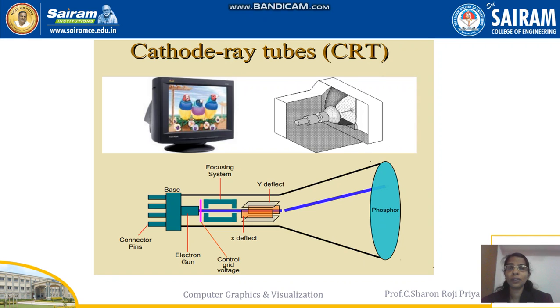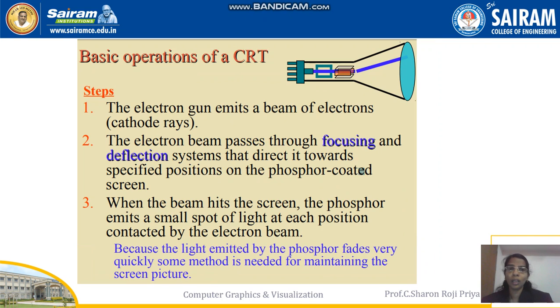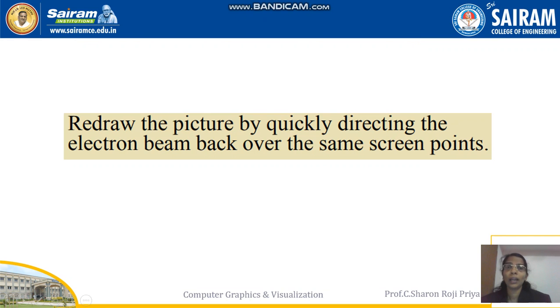But this light will last only for a little amount of time. So I have to redraw my image quickly, many times in a second, so that the human eye can see the image without any flickers. This is what I have explained in this slide, the basic operation of a CRT. And I have to refresh the image, that is, redraw the picture quickly by directing the electron beam back over the same screen points so that the human eye can see the image without any flickering.